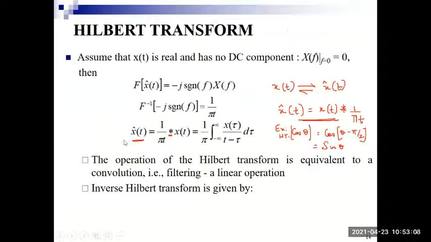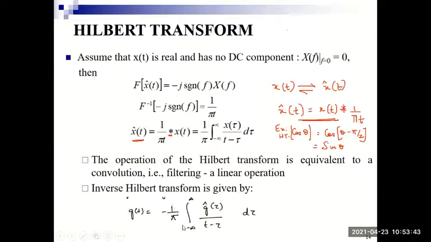The same equation. How we got this equation is what I showed you just now. How did we get this 1 by pi t? Inverse Fourier transform of minus j signum of f is 1 by pi t. How do I find the inverse Hilbert transform? Given the Hilbert transform of a signal is x cap of t, if I want to get back x of t, what should I do? Or given the Hilbert transform is g cap of t, finding g of t will be in this manner.